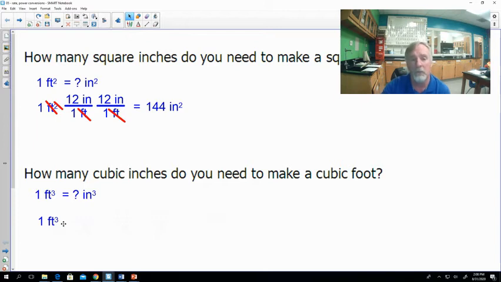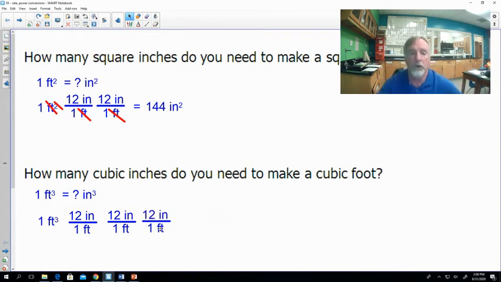Which one goes on top? Does the foot go on top or do the inches go on top? Well, since we started with feet, we're going to put that feet in the bottom. Right? And we put our 12 inches in the top. Now, because this is cubed or has a power of 3, we have to put this factor in here 3 times. So we're going to put another foot on the bottom with the 12 inches on the top and another foot on the bottom with 12 inches on the top.